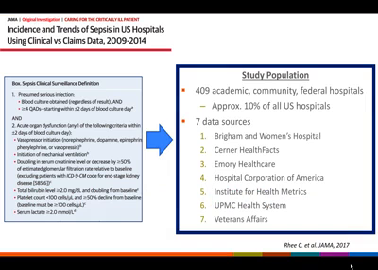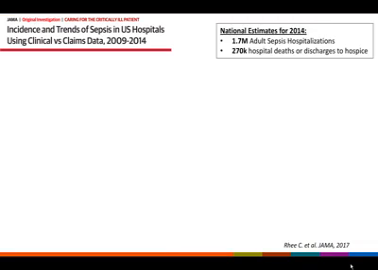So with the CDC surveillance definition that we had previously discussed, Dr. Chanu Rhee applied this definition, shown in the blue box on the left, to a network of 409 hospitals, approximately 10% of all U.S. hospitals, from the 7 data sources listed here. Using this sample and extrapolating to all U.S. hospitals, we estimated a national incidence of 1.7 million adult sepsis hospitalizations in 2014, and 270,000 deaths or discharges to hospice among patients with sepsis.